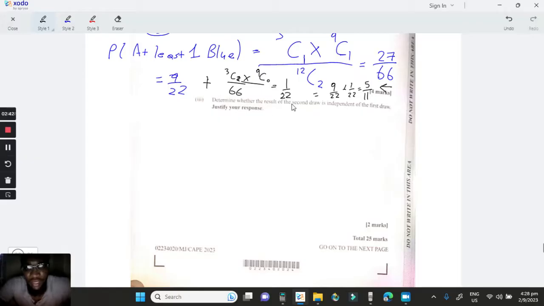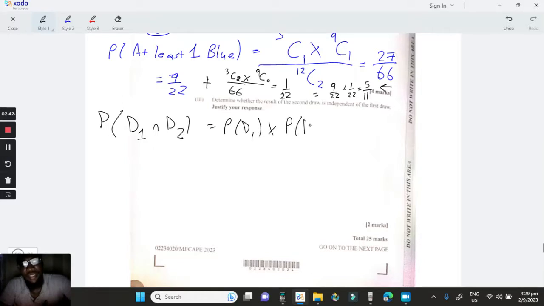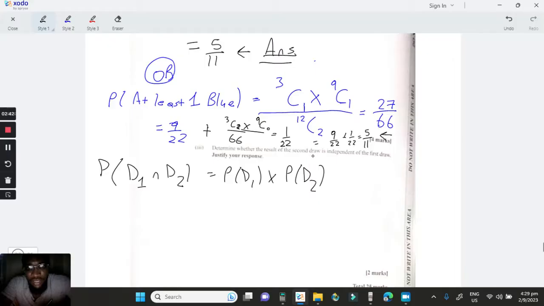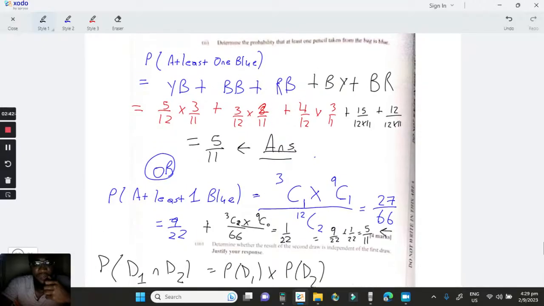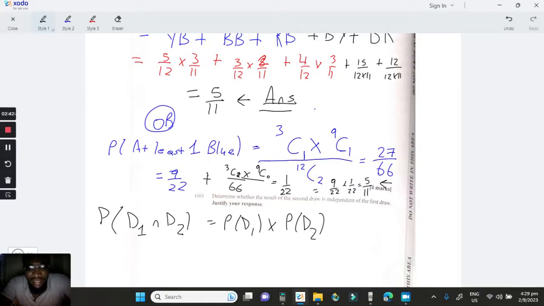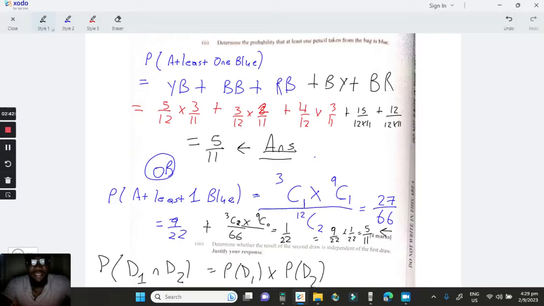Now it says, determine whether the result of the second draw is independent of the first draw. So determine if draw 1 is independent of draw 2. Now it's independent if the probability of your first draw intersect the second draw is equal to the probability of your first draw times the probability of your second draw. Of course it is independent, right? Clearly it must be independent. Just looking at it, it can't be dependent. But I'm going to turn on the light.